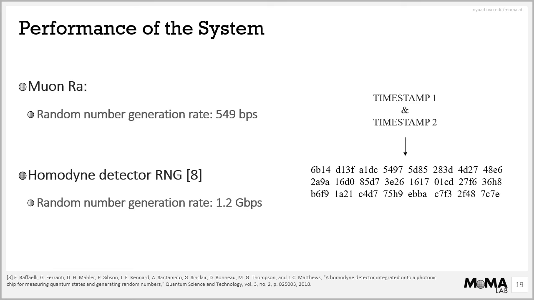Regarding its performance, after applying the post-processing phase, we were able to reach a random number generation rate of 549 bits per second. As you can see from this slide, this is a low number compared to a state-of-the-art solution, which manages to reach a random number generation rate of up to 1.2 gigabits per second. The reason for this is the fact that we are using a passive entropy source, while the state-of-the-art solution is utilizing an active one. However, as we described previously, there are many limitations that come with this and make the solution inefficient and ineffective for embedded applications.